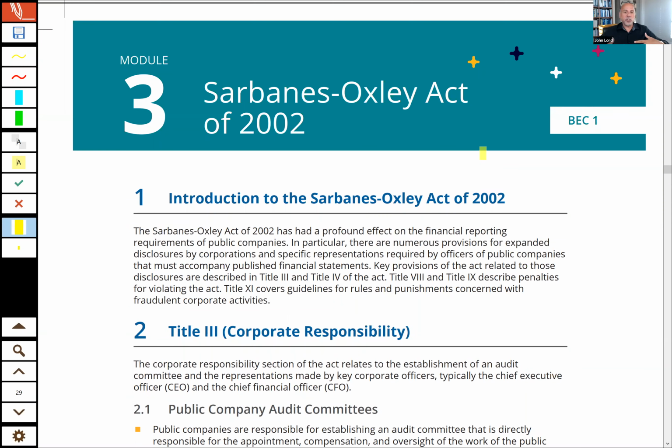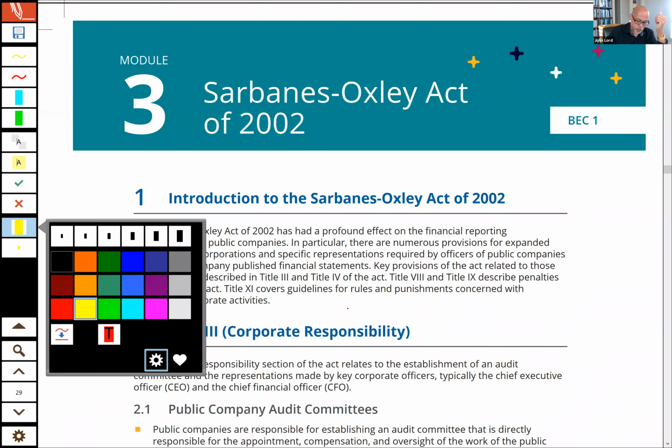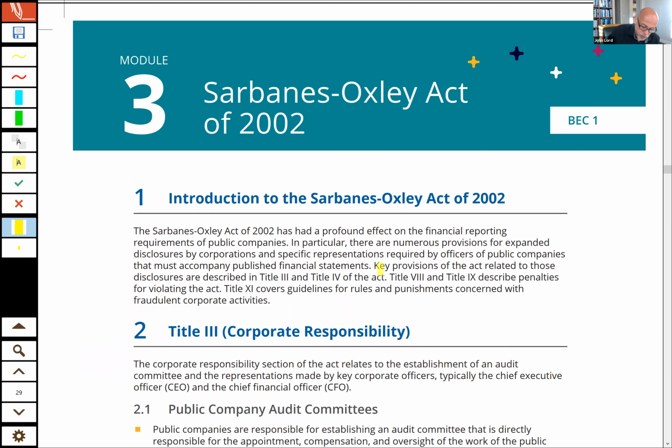We'll talk about management's responsibility under Section 404, but we'll also look at other titles of Sarbanes-Oxley that relate more to the overall management and corporate governance of the company. So we're expanding our understanding of Sarbanes-Oxley beyond what we've talked about in the audit course. Key provisions of the act relate to Title 3, Title 4, which we're used to, and we'll talk a little bit about Title 7 and Title 9. The most difficult part of some of those titles is remembering your Roman numerals.